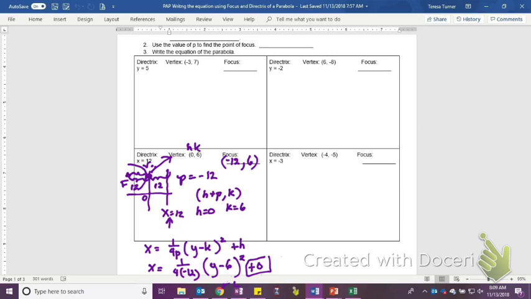So now it's your turn. Pause the video and work the problem to the right.